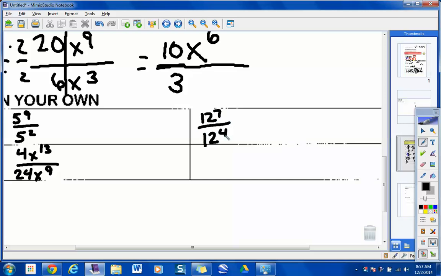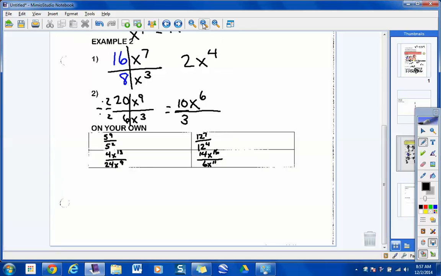And finally, ooh, I like this one too. 14x to the 16th over 6x to the 11th. I'll get out of your way here in a second. Okay, there they are right there. So see if you can simplify them. Guys, for the bottom two, I think it'd be a good idea to put your split line in there between the coefficients and the bases. You want to put that split line in there between the coefficients and the bases for the bottom two. All right? So take a minute and see what you come up with, kiddos.